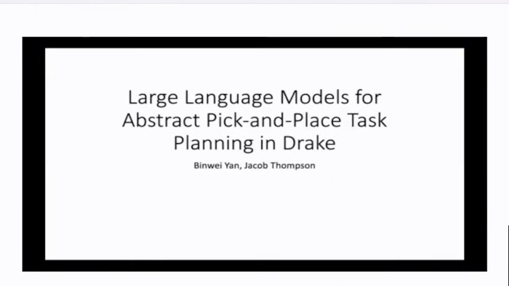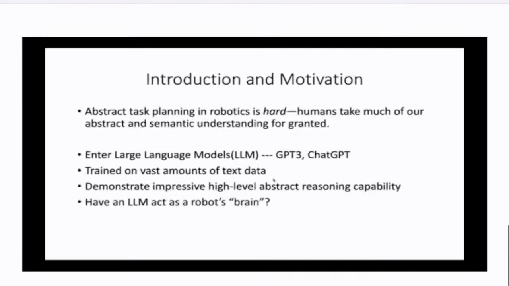I'm Bingwei Yan. Today, we're talking about large language models for abstract pick-and-place task planning in Drake. So the introduction and motivation is that abstract task planning in robotics is really hard, and that humans take a lot of our abstract and semantic understanding of tasks and the way we communicate tasks for granted. And these are in no way obvious to the robot receiving the text.